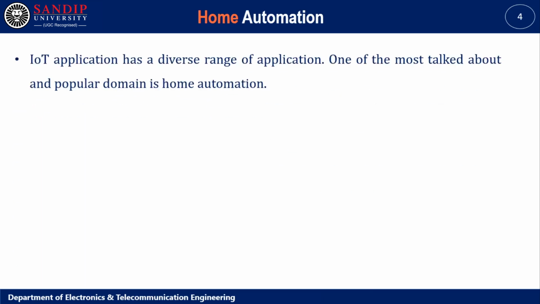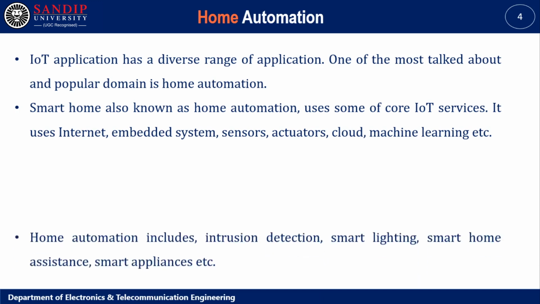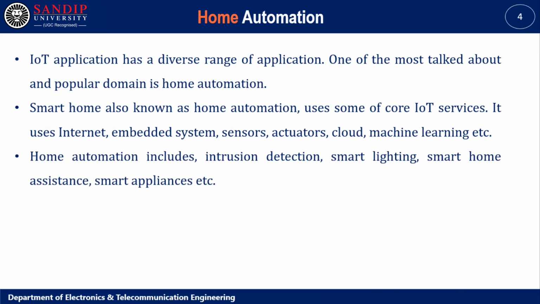IoT has a diverse range of applications. One of the most talked about and popular domains is home automation. Smart home, also known as home automation, uses some of the core IoT services. It uses internet, embedded systems, sensors, actuators, cloud, machine learning, etc. Home automation includes intrusion detection, smart lighting, smart home assistants, smart appliances, etc.